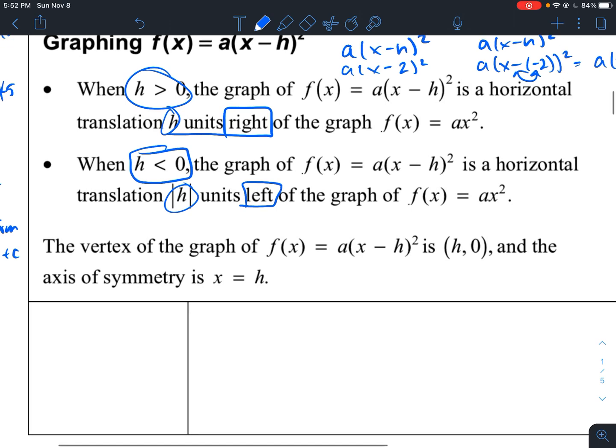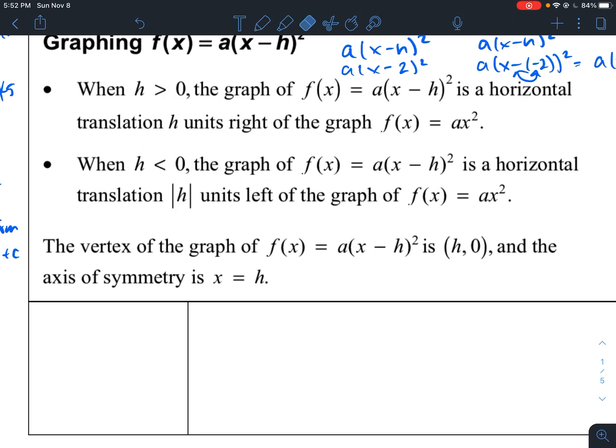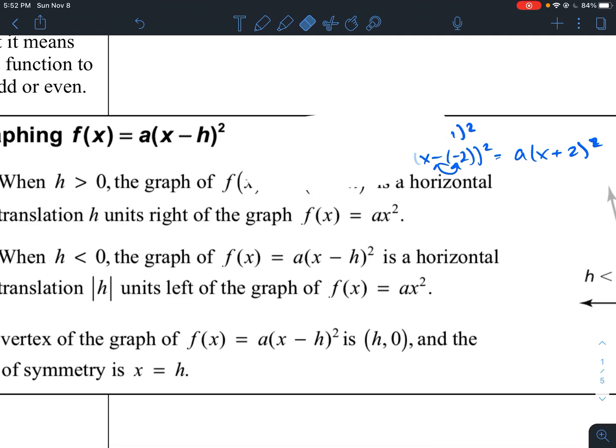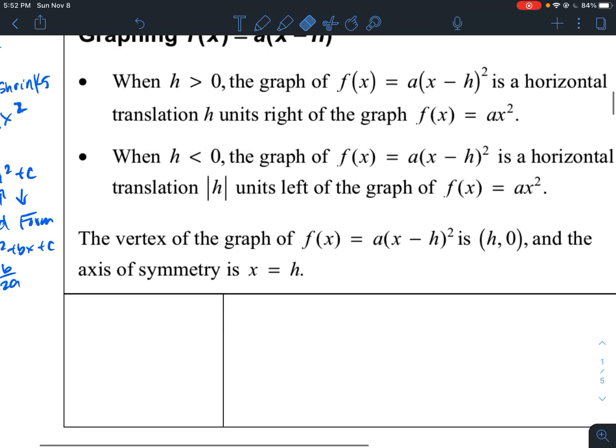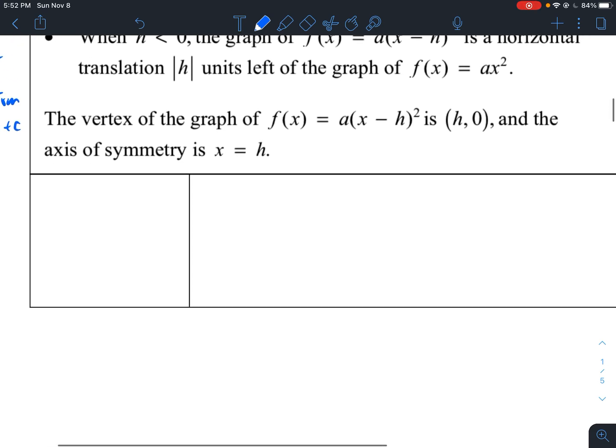So in order to avoid confusion, it's really easy for students to get confused about which way you move whenever you have a positive or a negative h. So pretty much you just have to read it backwards. So just know, it's important that you know this.